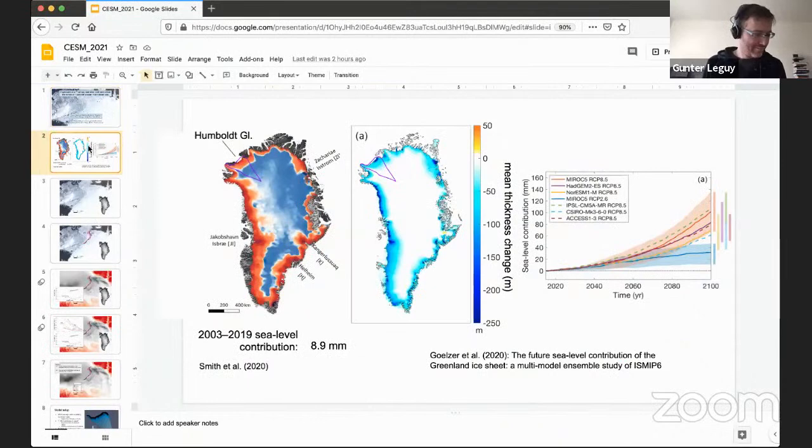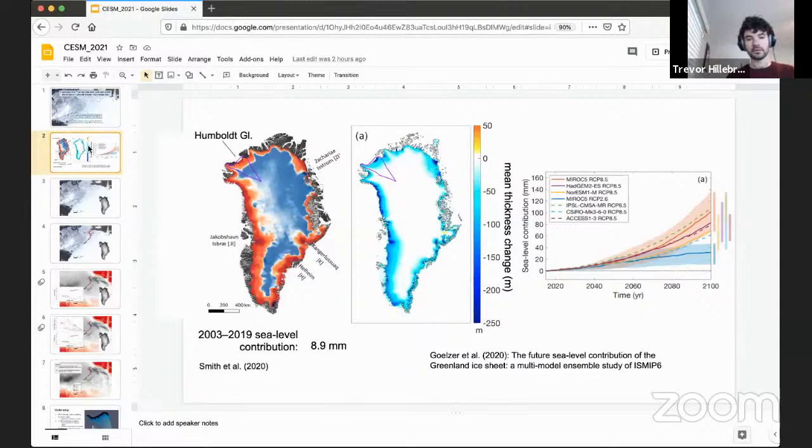So I've been working on Humboldt Glacier in North Greenland. It's outlined in this purple contour here. On the left is the recently published map of thinning and thickening over Greenland from the ICESat and ICESat-2 missions. And so you see for North Greenland that Humboldt Glacier has the largest area of thinning of any of these northern outlet glaciers. The middle panel here is the ISMIP6 Greenland ensemble mean thickness change over the 21st century for the MIROC5 forcing.